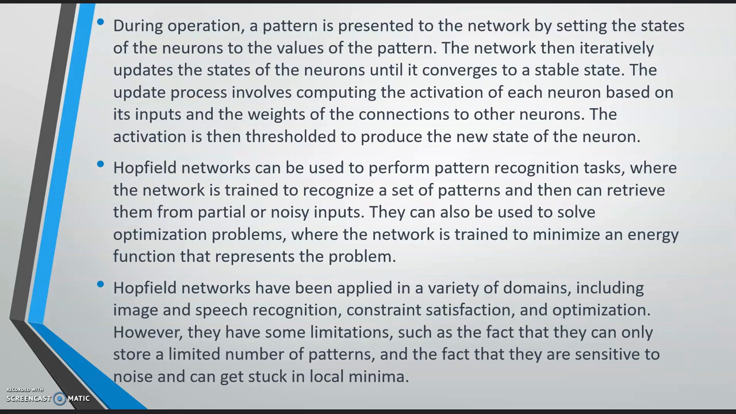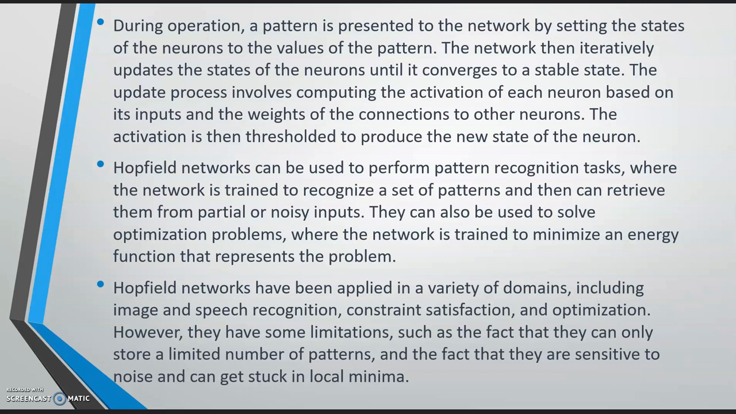During operation, a pattern is presented to the network by setting the states of the neurons to the values of the pattern. The network then iteratively updates the state of the neurons until it converges to a stable state. The update process involves computing the activation of each neuron based on its input and the weights of the connections to other neurons. The activation is then thresholded to produce the new state of the neuron. Hopfield networks can be used to perform pattern recognition tasks where the network is trained to recognize a set of patterns and then retrieve them from partial or noisy inputs.